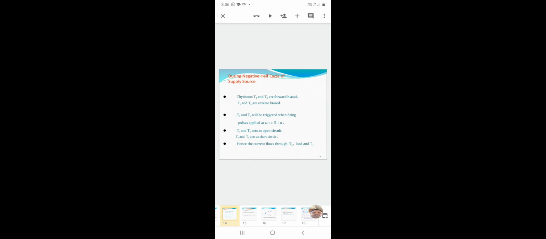Why? Because here the positive half cycle is reached. So at pi plus alpha, T1 and T2 act as an open circuit, and T3 and T4 act as a short circuit during the negative half cycle. The load is directly connected to T3 and T4 across the source, so source voltage equals load voltage. Here the output voltage is clipped, and the load current is also in phase.